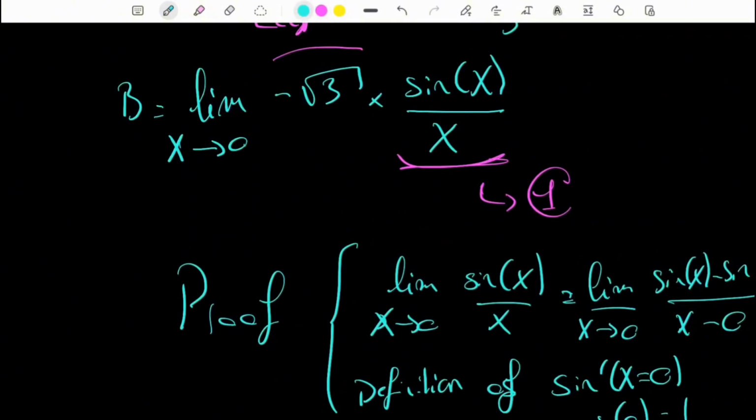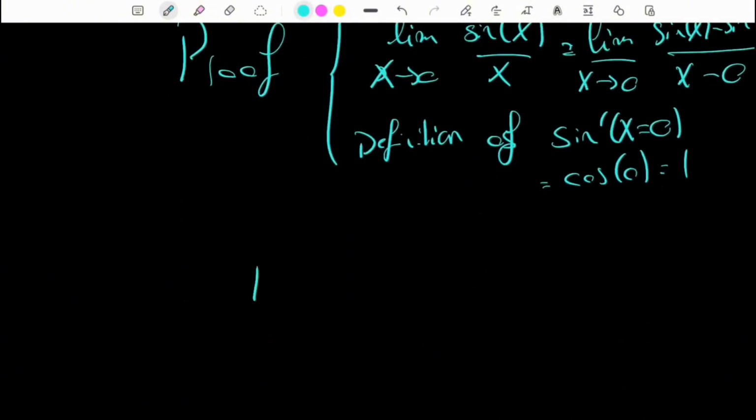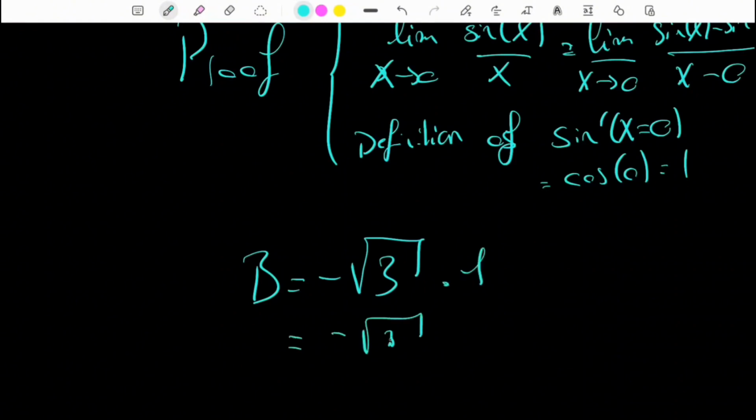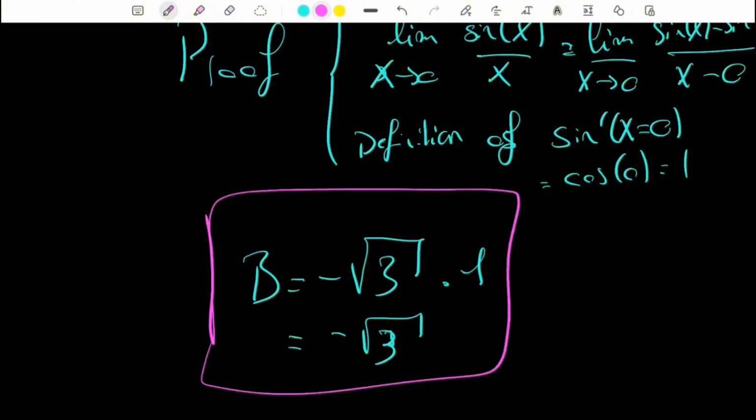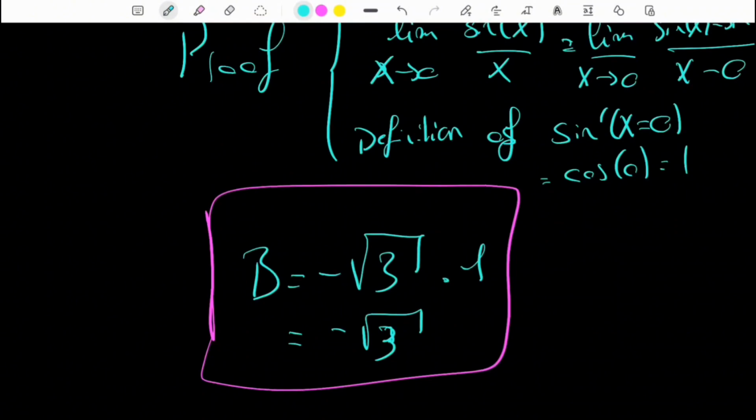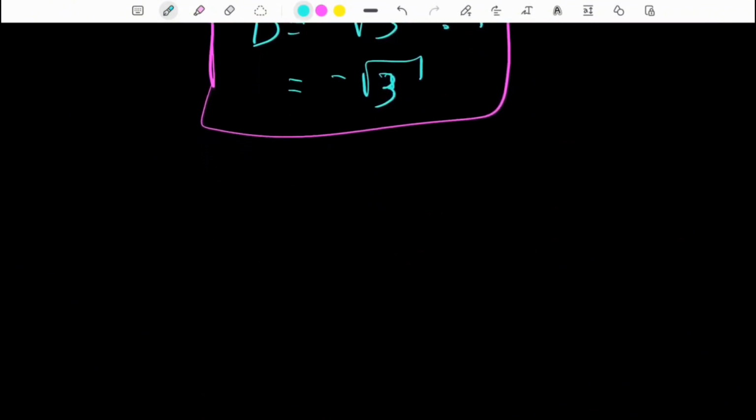So b, to answer our question, b is equal to minus square root of 3 times 1, which is equal to minus square root of 3. And we are done with the limit. Okay, so now limit number 3. So let's call it C as usual. C equals the limit.